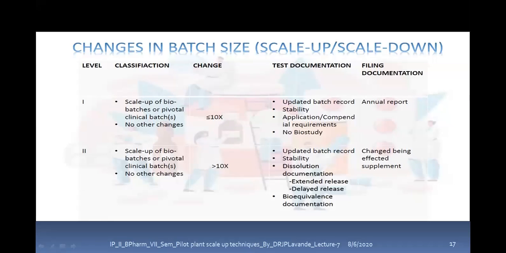In the case of level 2 for batch size changes, if it is the scale up of the bio batches or pivotal clinical batches, with no other change required, and the size is larger than 10 times, then the updated batch record, stability, and dissolution documentation related to extended release and delayed release are required, along with the bioequivalence documentation. The filing should be CBE, that is changes being effected, where the date on which the changes are carried out, the filing should be made on the same date.